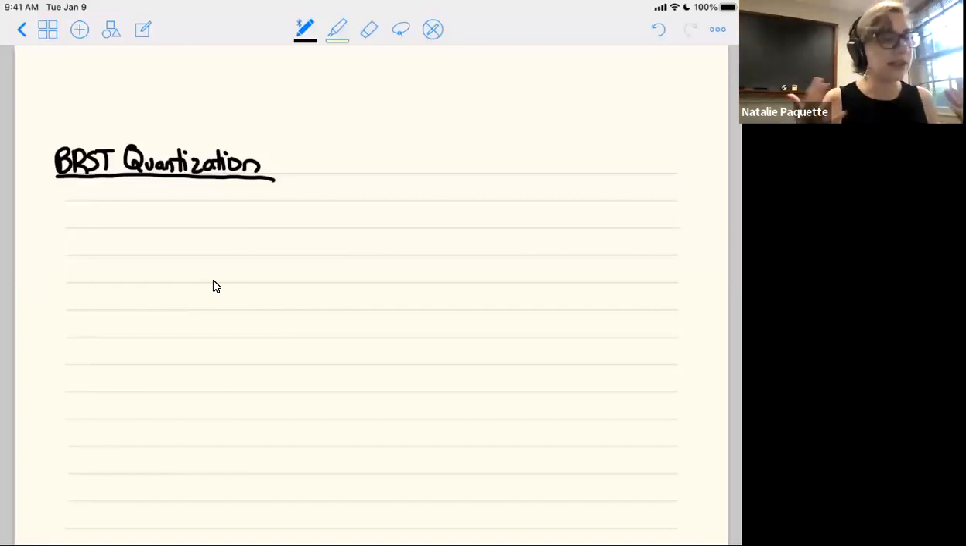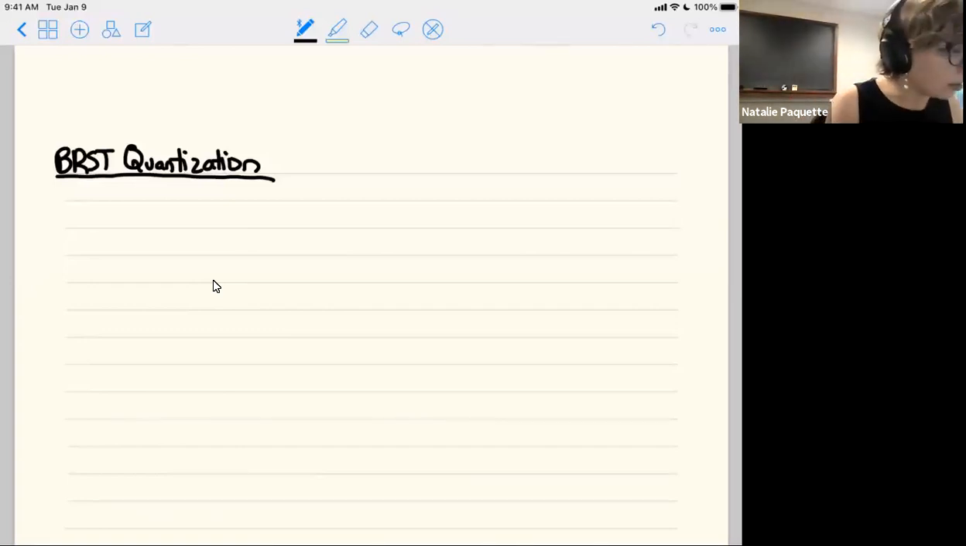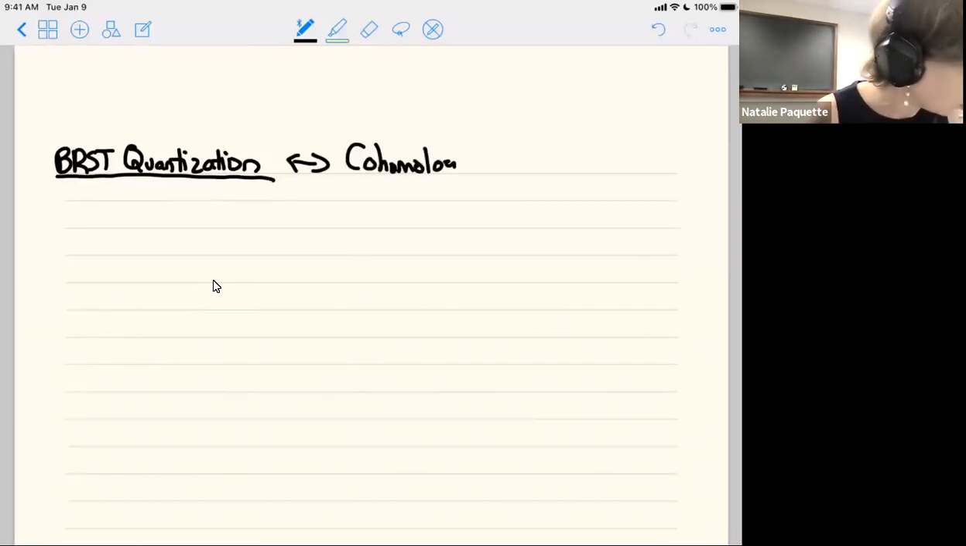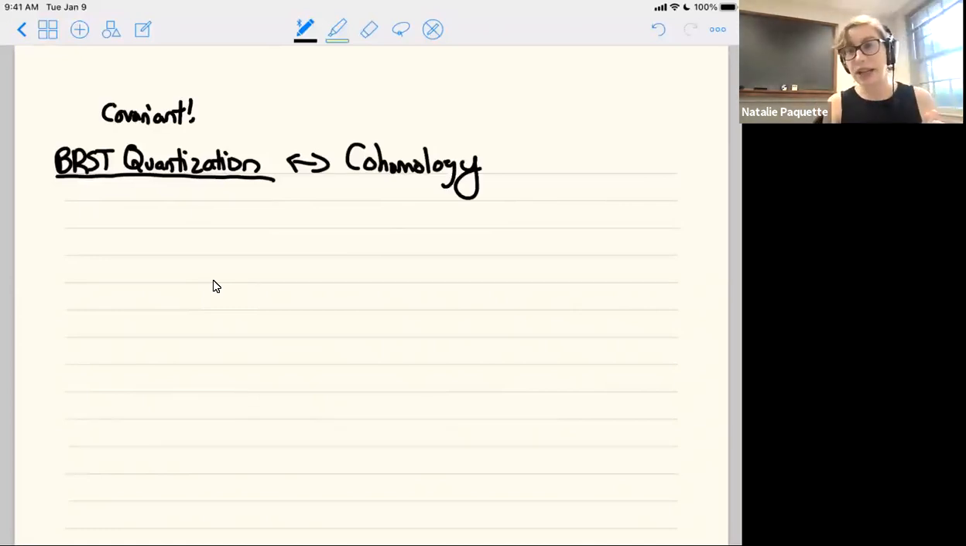So I want you to have this in mind, and maybe some of you already know about it. Again, the basic idea here is a covariant way to quantize your favorite gauge theory, including our 2D worldsheet string theory, using the mathematical techniques from cohomology.